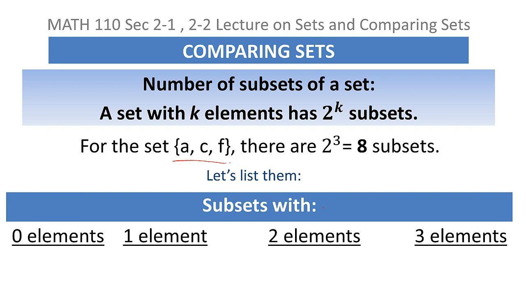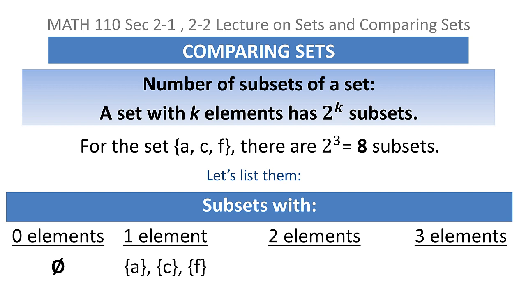So let's start off with the no element subset. Well, that's easy. That's the empty set. The empty set is defined as the set with no elements in it. The empty set is a subset of every set. How about the 1 element sets? Well, you could just take the set containing just A. You could take the set containing just C. You could take the set containing just F. So there are 3 1 element sets.